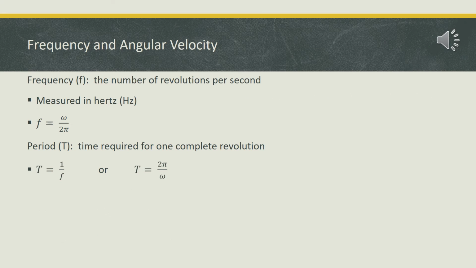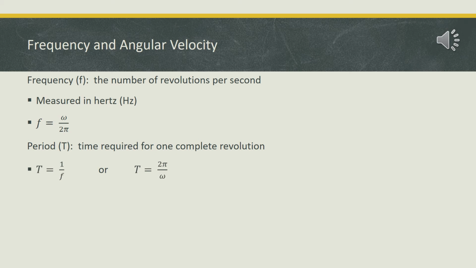Two newer things to talk about are under the heading of angular velocity and frequency. Frequency, or lowercase f, is the number of revolutions per second. And if you think about it, one revolution in a circle is 360 degrees or 2 pi radians. We measure frequency in hertz. So frequency is angular velocity over 2 pi, or omega divided by 2 pi, because there's 2 pi radians in one circle.